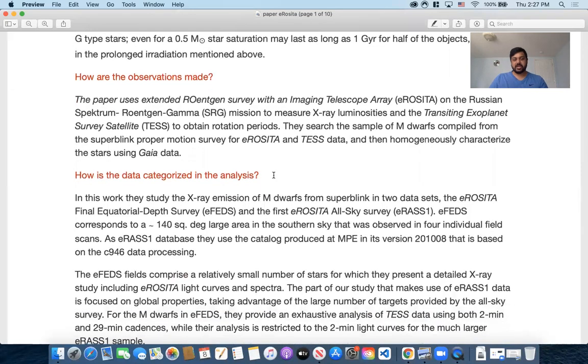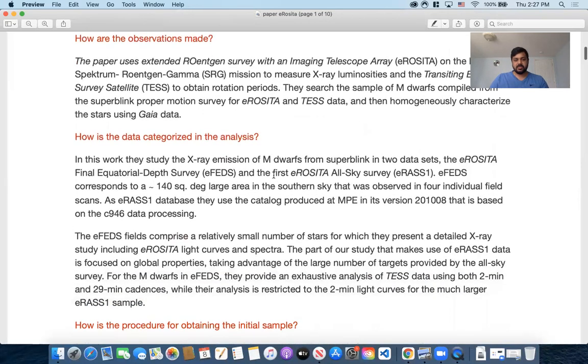How is data categorized in the analysis? So we see that in the analysis, there are two categories. One is the eFEDS and the other one is the eRASS1. The eFEDS is the eROSITA Final Equatorial Depth Survey, and the eROSITA All-Sky Survey corresponds to eRASS1. The eFEDS corresponds to a 140 square degree large area in the southern sky that was observed in 4 individual field scans. And eRASS1, as the name mentions, is an all-sky survey.